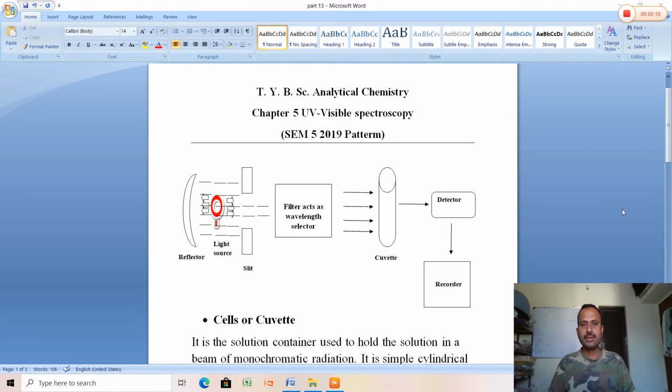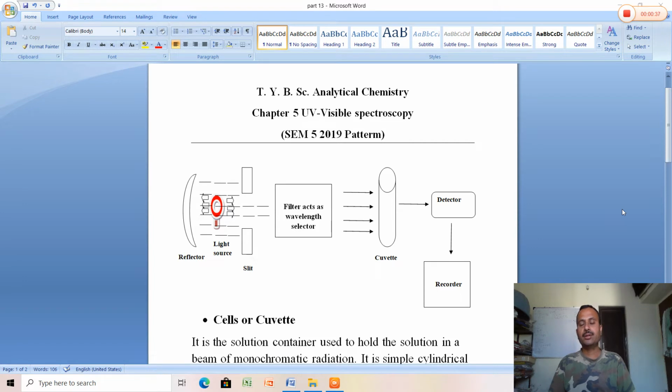Now, this is a series of lectures related to the ultraviolet visible spectroscopy chapter. What is the principle of ultraviolet visible spectroscopy? There is some interaction that takes place between ultraviolet visible radiation and matter. So in UV visible spectroscopy, UV visible radiations interact with the matter.